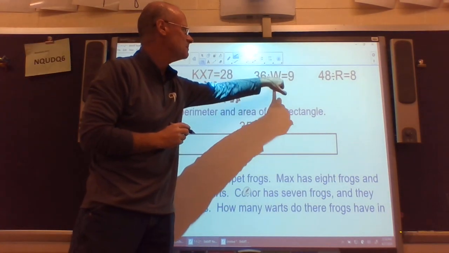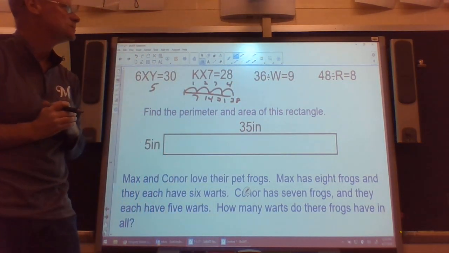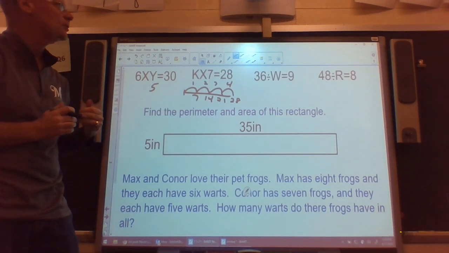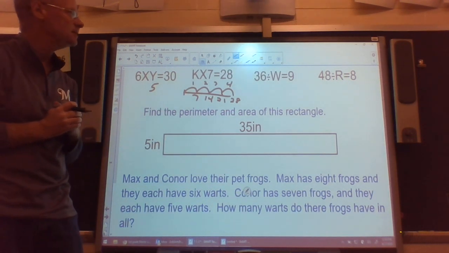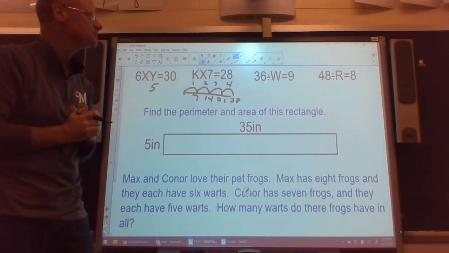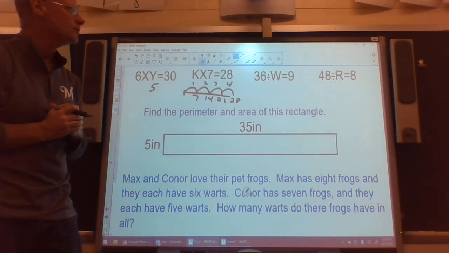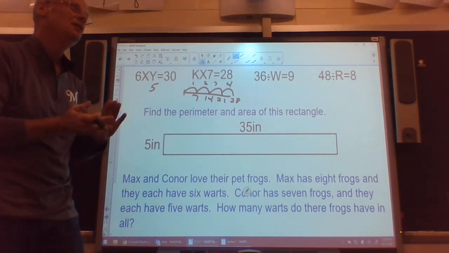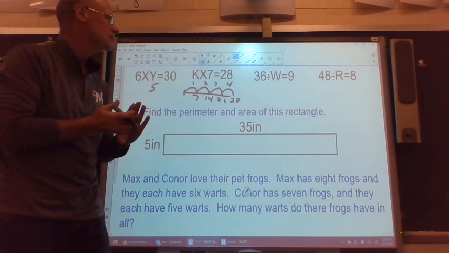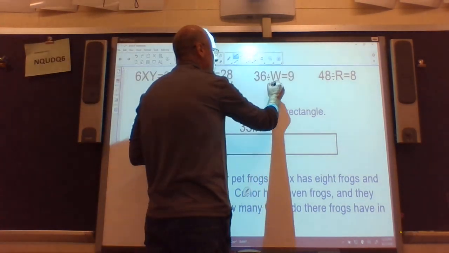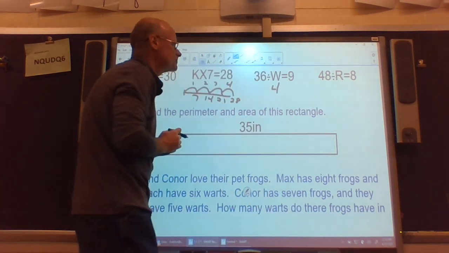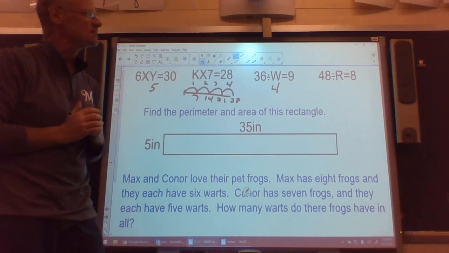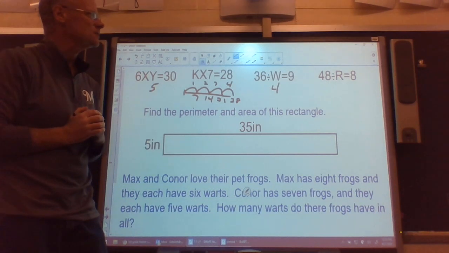36 divided by something equals 9. Now, I'm going to say how many 9's are in 36. I'm going to say 36 divided by something, or by 9 equals something. And I know that I'm going to think of multiplication facts. 9 times 2 is 18. 9 times 3 is 27. 9 times 4 is 36.